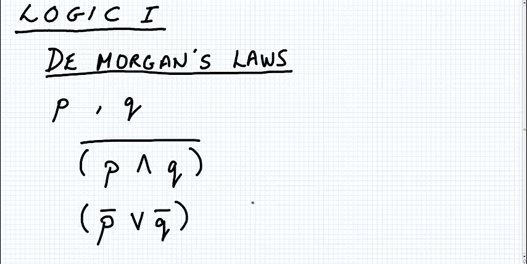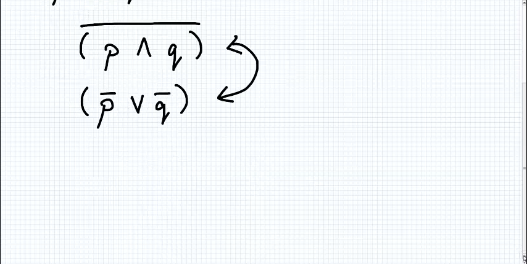Okay, so we have two expressions here, two compound statements. The first one says take P and Q and then negate them. The second one says negate P, negate Q, and then use the OR operator to combine them together. And what we're going to show is that these two expressions are equivalent. And we're going to do that by using a truth table. Okay, so let me just scroll down here a bit and we'll draw the truth table for these two expressions.